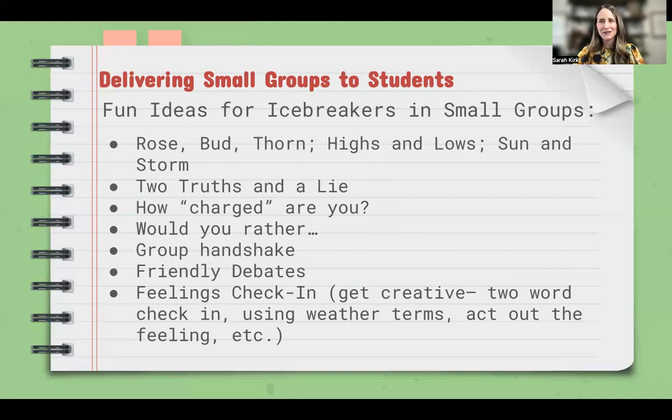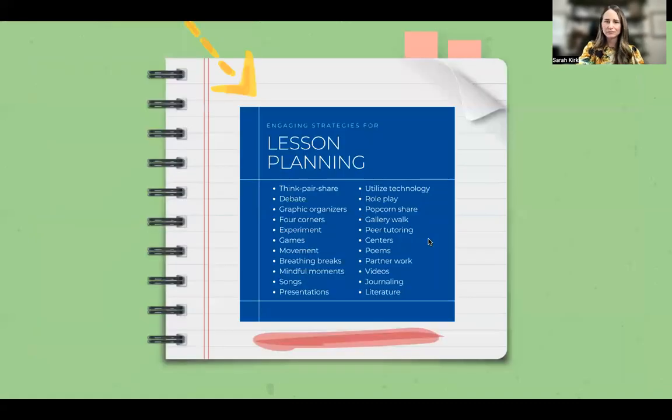So that's a fun one for younger kids. Or to act out the feeling. Those are all really fun ones. And again, quick Google icebreakers. You can find all sorts of things out there. But don't forget to write these into your lesson plan so that you do have that time to build that positive culture within your group.